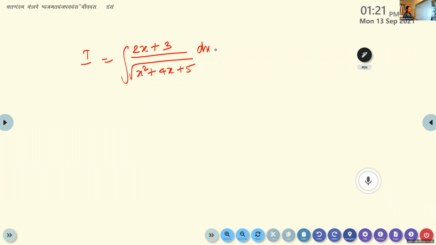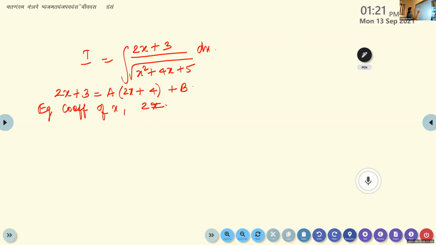So this is of which form? Linear by root of quadratic. If it is in this form, what is the method we learned? Numerator is equal to a into derivative of denominator plus b. So now equating coefficients of x, what will you get? 2 is equal to 2a.